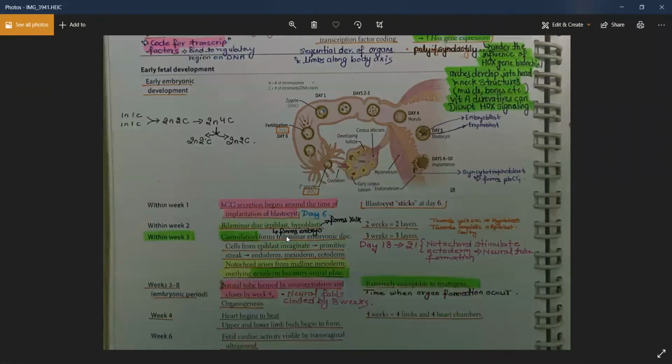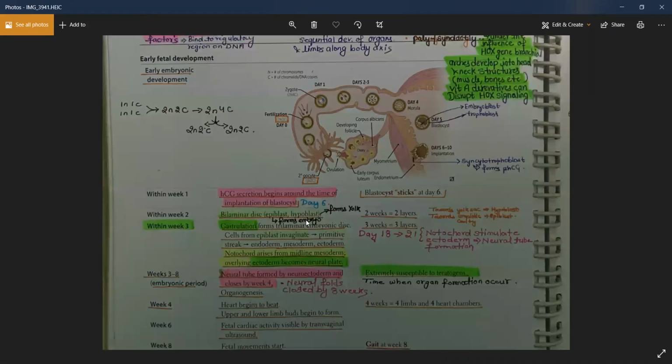Then at week 3, the embryoblast forms other layers: the ectoderm, mesoderm, and endoderm. This process is known as gastrulation. So within week 3, you have 3 layers: the ectoderm, endoderm, and mesoderm. Is that okay? And if you go back to neurology, we discussed that on day 18 you have the start of development of the neural tube, right? And on day 21, the formation of the neural tube is completed, right?